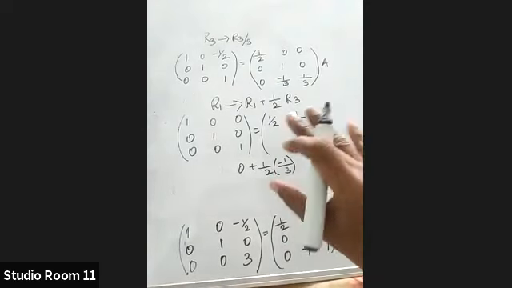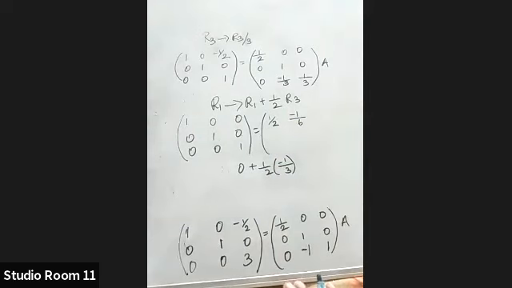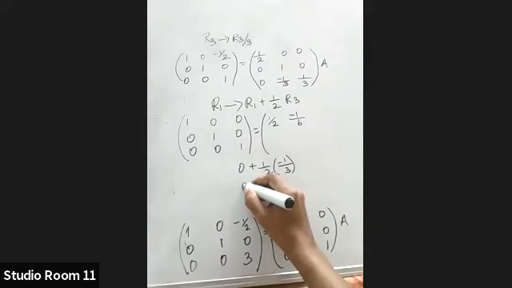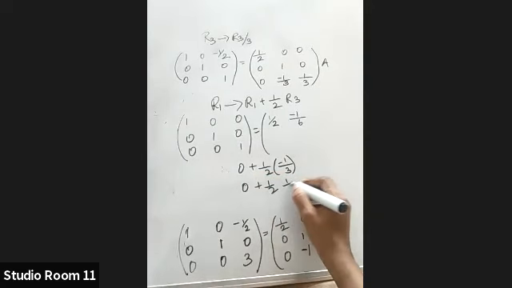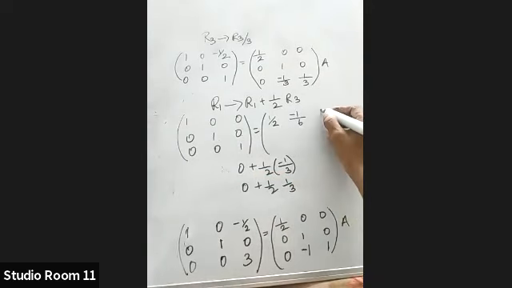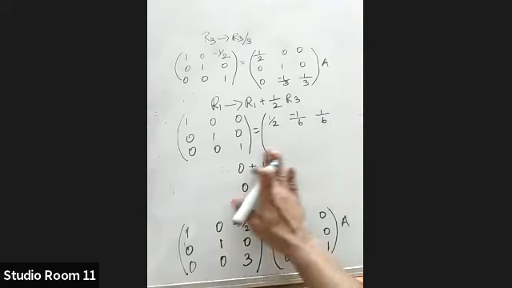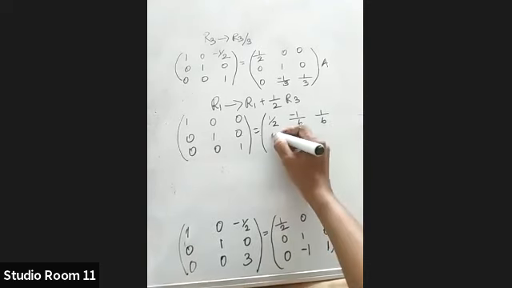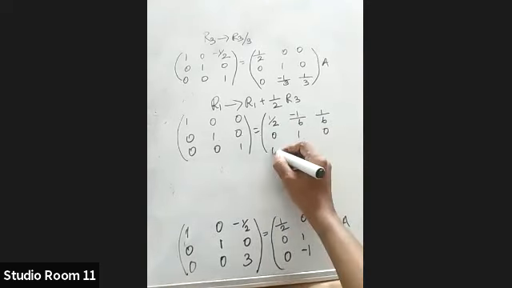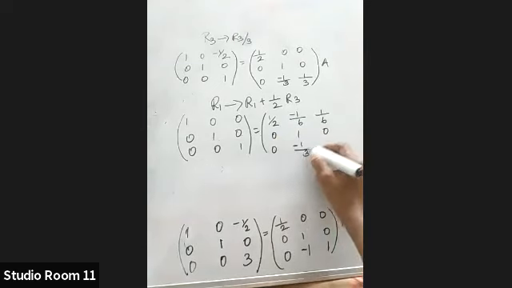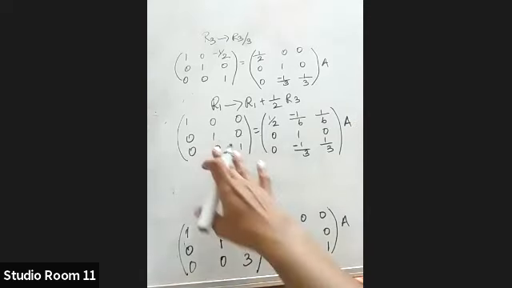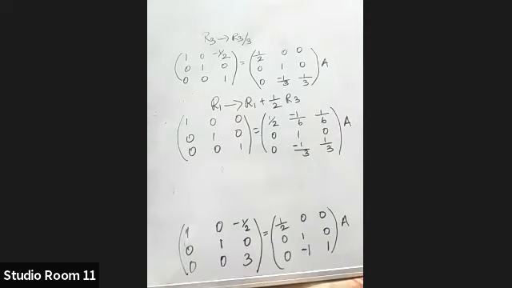This calculations, you can write it in the working column, rough column, and you can check. Similarly, for the next one, 0 plus half into 1 by 3. So again, here it is 1 by 6. In second row, no change, 0, 1, 0. Third row, no change. Minus 1 by 3, 1 by 3 into A. So here we got the identity matrix.